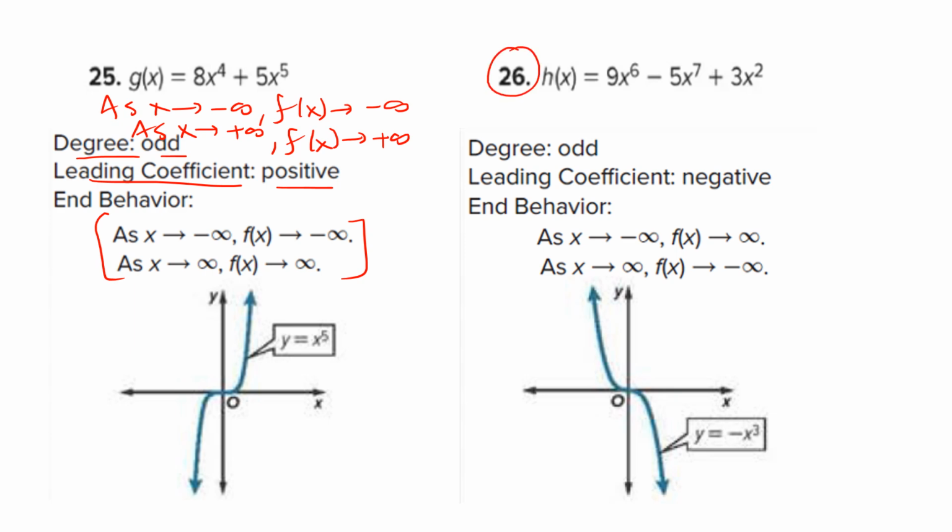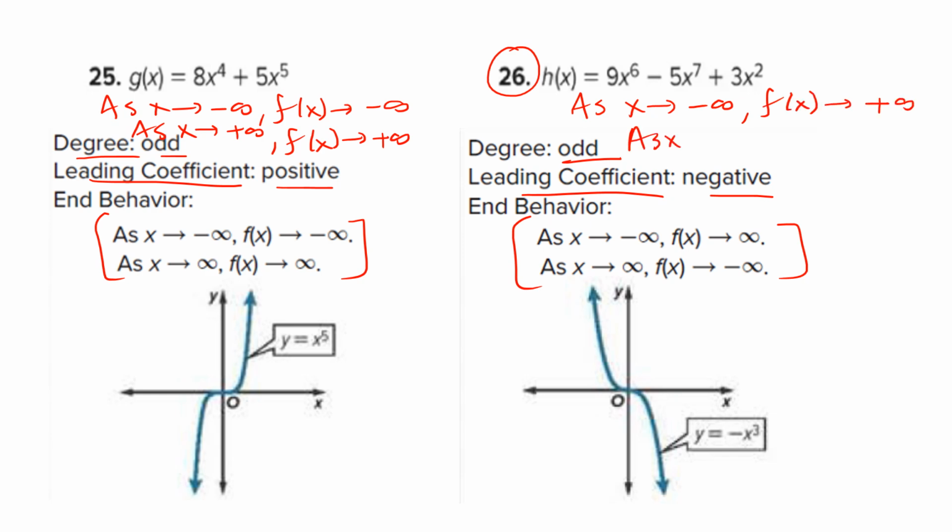For the last question, 26, since the degree is odd and the leading coefficient is negative, this is the end behavior. So we can give the final answer as x goes to minus infinity, f(x) goes to plus infinity, and as x goes to plus infinity, f(x) goes to minus infinity.